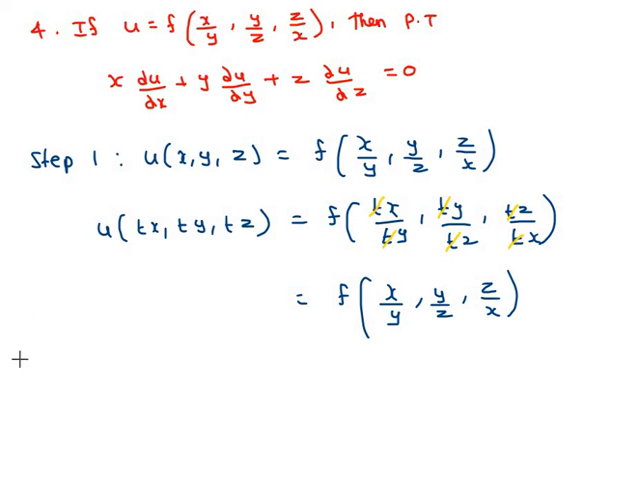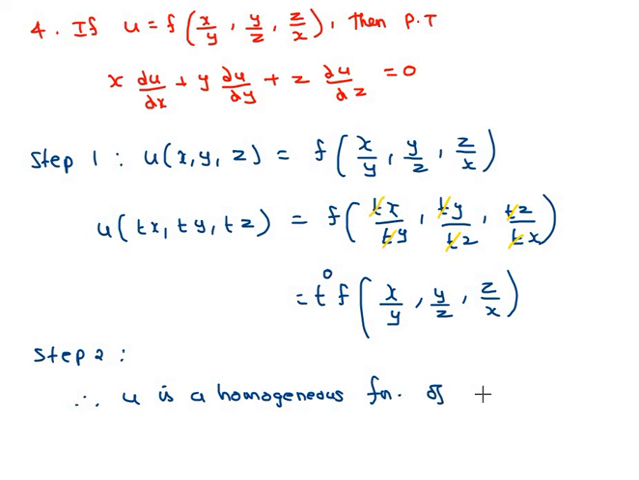So what is step 2? The conclusion from this is that u is a homogeneous function of degree 0, that is, t to the power 0 here. Therefore u is a homogeneous function of degree 0. So from this, using Euler's theorem, we can prove this one.